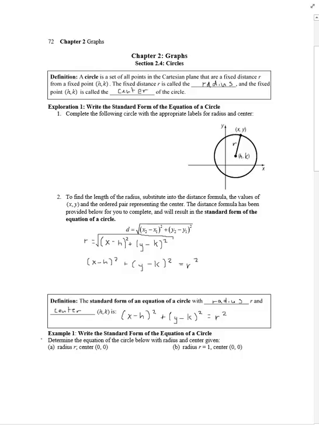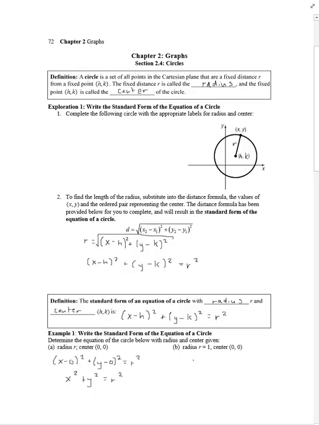So, how does that work in practice? Well, if we have a radius r and the center is at (0, 0), we have (x minus 0) squared plus (y minus 0) squared equals the radius squared. Now, we don't need to write these minus zeros, so really we have x squared plus y squared equals r squared.